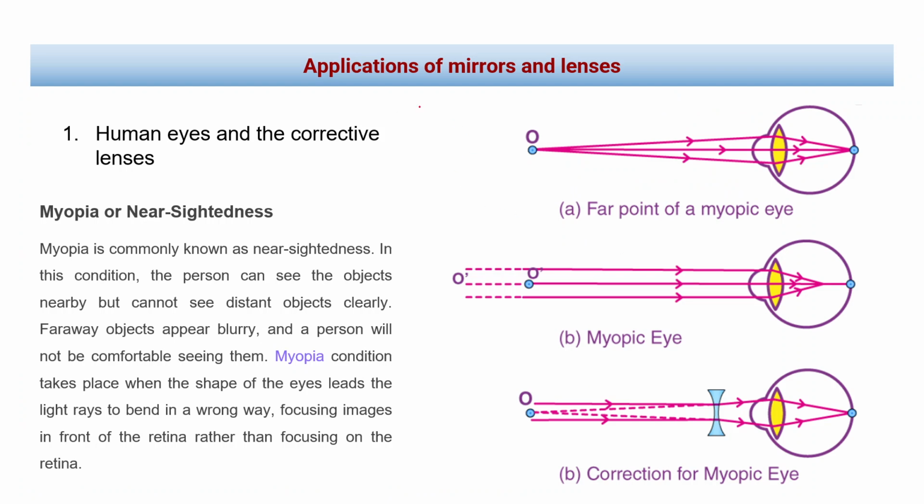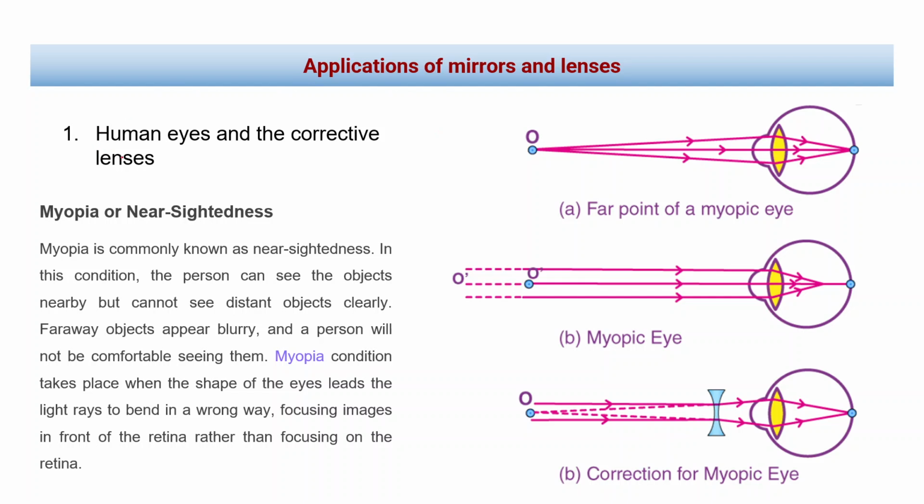Now another whole lecture was about applications of mirrors and lenses. We understood how these mirrors and lenses work, and how we are able to do experiments to find out the focal length of these mirrors in our labs. But of course, the final question is where these things are useful. So we'll talk about applications of mirrors and lenses here.